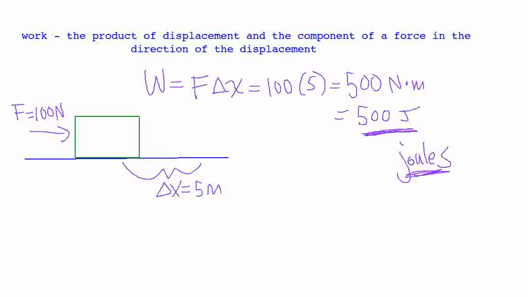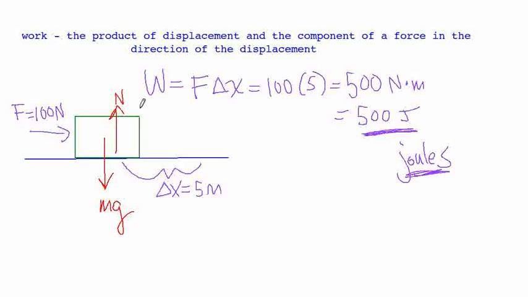Well, that wasn't the only force involved, right? The box was under the influence of the applied force, but there was also gravity. The box also was experiencing the normal force from the ground. Those forces did not do any work. Why is that? Well, the displacement was horizontal and those forces were vertical, so they don't have a horizontal component. So those forces didn't do any work.